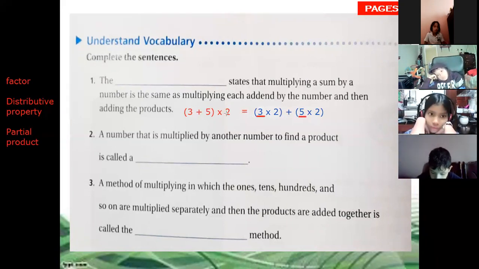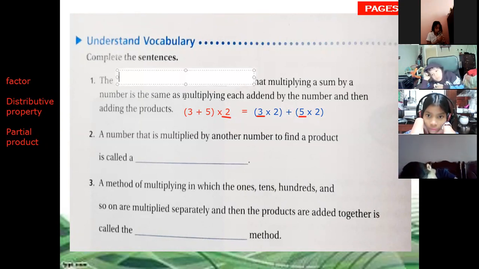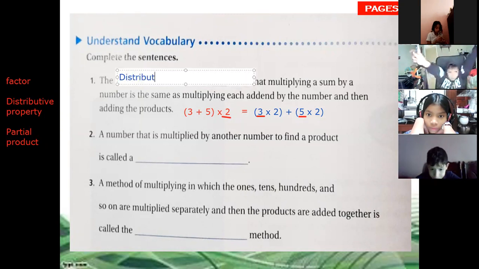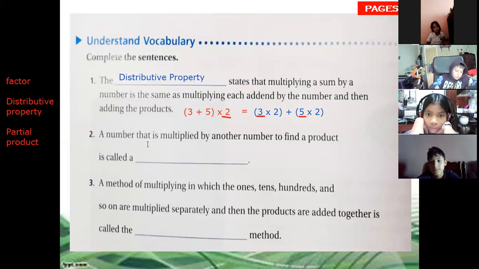Here, see, 3 and 5. I have 3 plus 5. So multiplying a sum by a number is the same as multiplying each addend by the number. What is the number? These two. And then adding the products. That's why I have an addition here. So this one is distributive property.